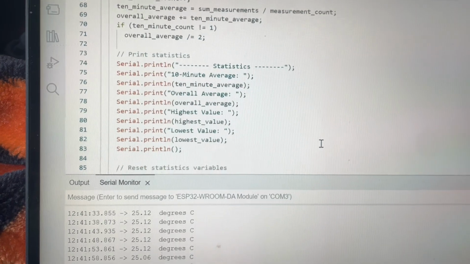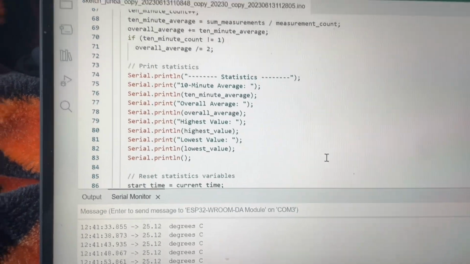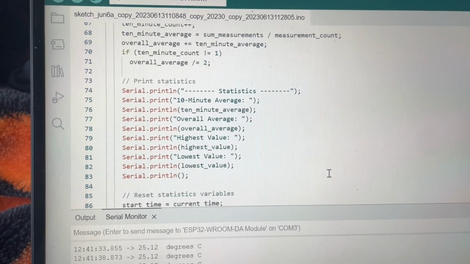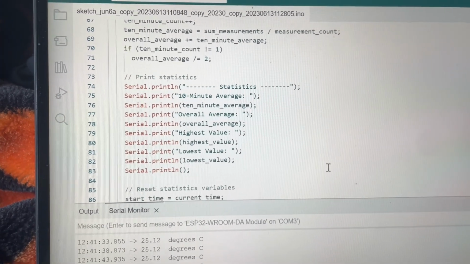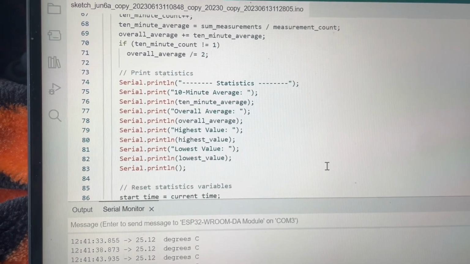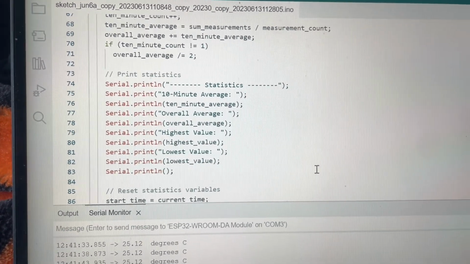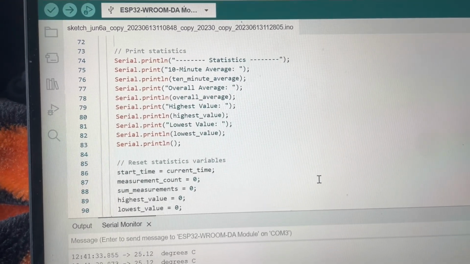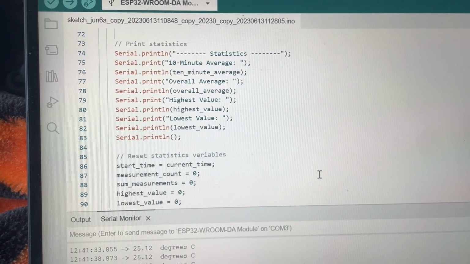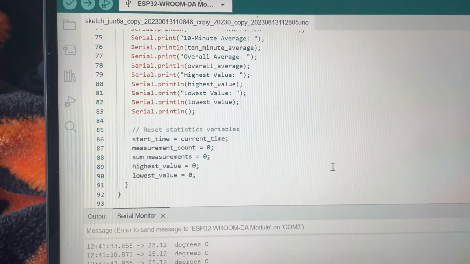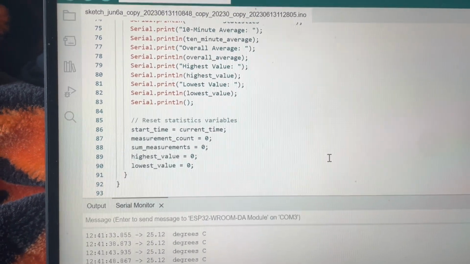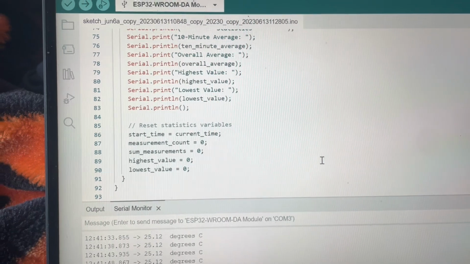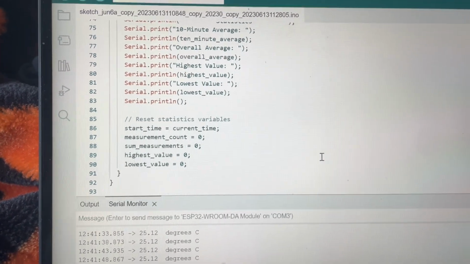After that, if that 10-minute average count does not equal 1, then I would divide that overall average by 2, because what it does is it takes that previous overall average and adds a new 10-minute average and then just divides that by 2. This is where I print all my statistics: my 10-minute average, my overall average, my highest value, and my lowest value. After this, I set all my variables back down to 0 so that after the next 10 minutes, it'll give me new averages.